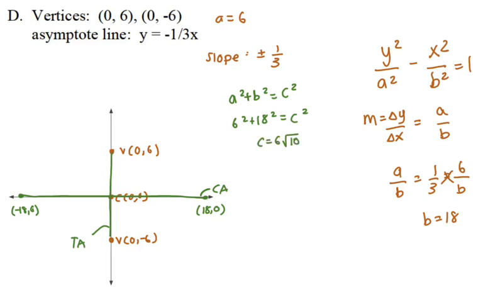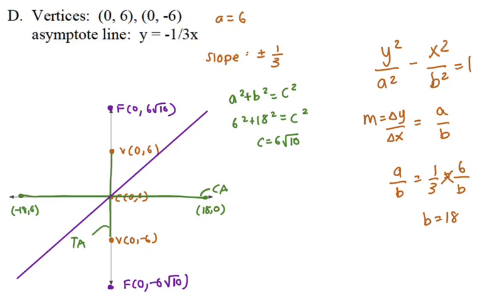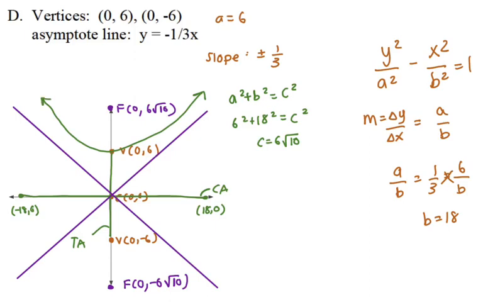To get to those two focal points, we're going to go up and down from the center 6 root 10. So I'll plot that up here, (0, 6 root 10), and then the other focal point will be all the way down here at (0, negative 6 root 10). And sketch in the asymptotes. We're just doing really basic sketches here. You guys did the full sketch on your homework a couple weeks ago. And again, the curve follows the asymptotes and goes through the vertex.